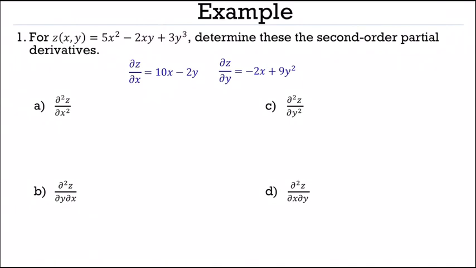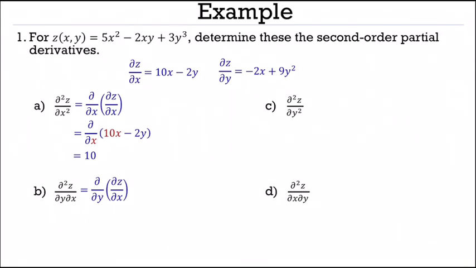The first one is del squared z del x squared. This means the partial derivative of del z del x with respect to x. Substitute del z del x, then differentiate the function with respect to x, and it equals 10. Del squared z del y del x means the partial derivative of del z del x with respect to y. Substitute del z del x, then differentiate the function with respect to y, and it equals negative 2.